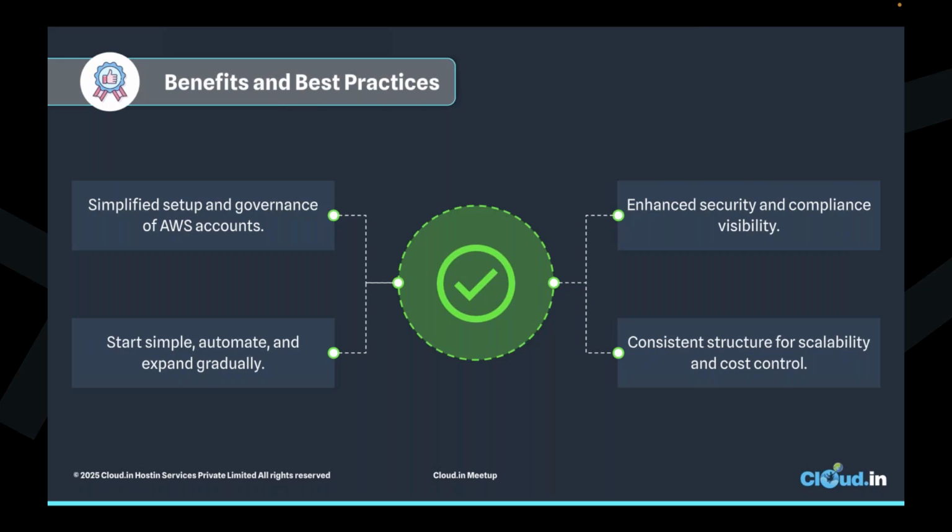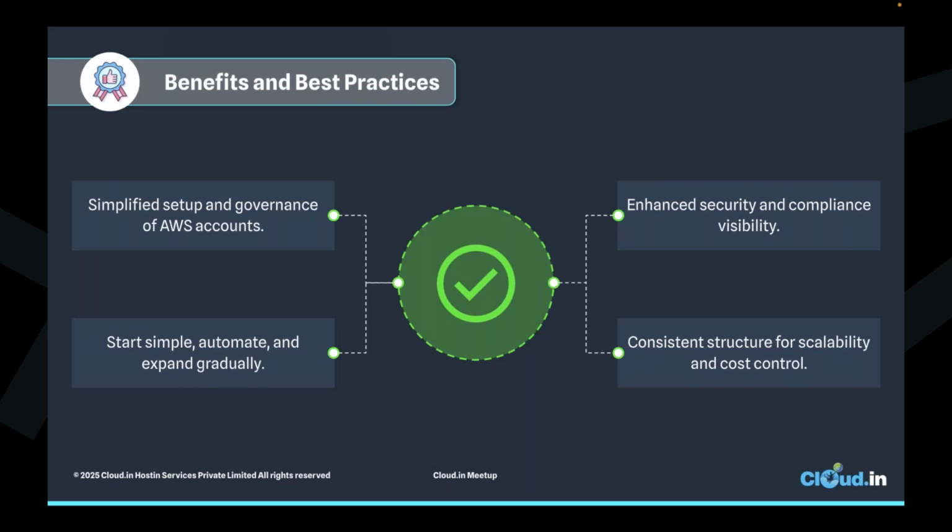Next is consistent structure for scalability and cost control. A standardized account structure makes it easy to scale operations while maintaining control. Since every account follows the same policy and naming convention, it becomes simpler to track resources, assign budgets, or monitor cost. This consistency also prevents confusion and ensures that as your organization grows, your AWS environment remains organized and cost efficient.